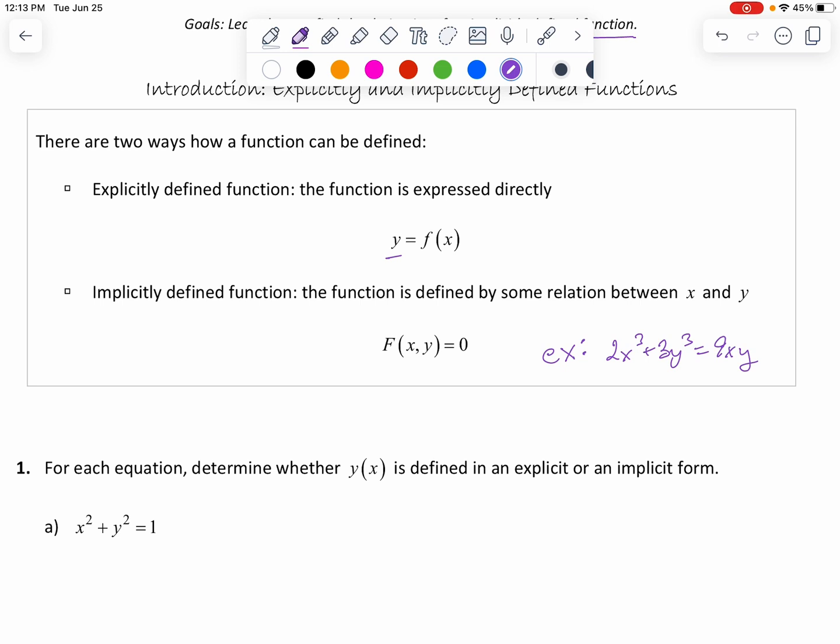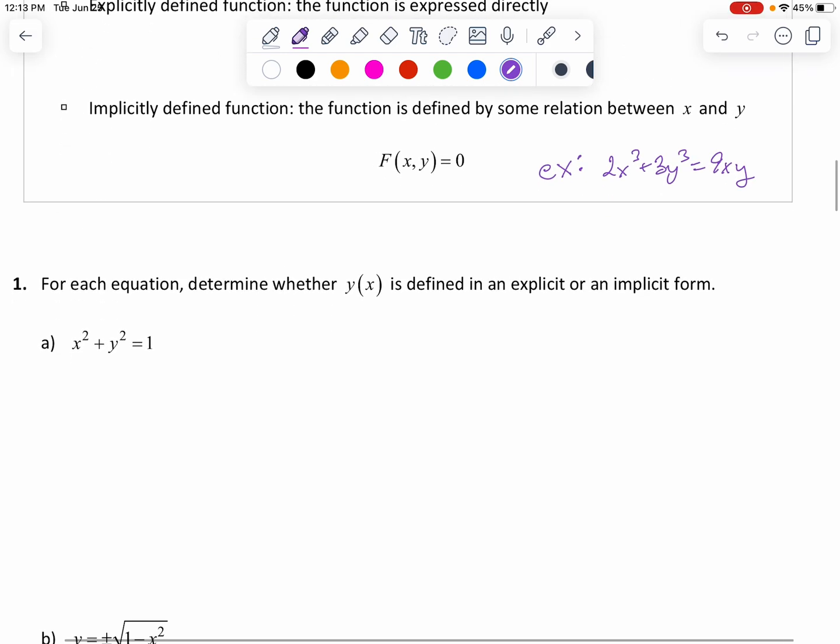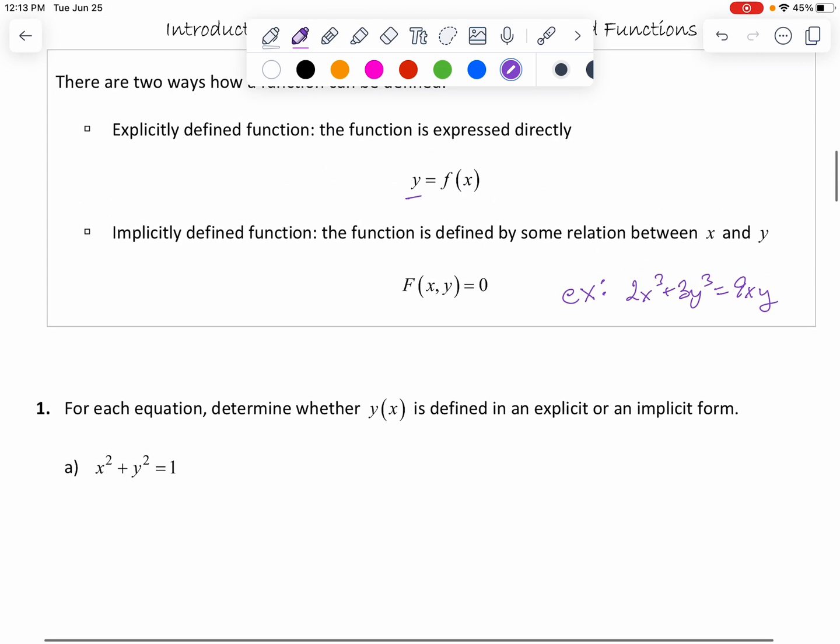So we keep it in the form that it's in and define it implicitly, which means the y is kind of embedded in there. I can't isolate y. Then I have an implicitly defined function, and I can still use these techniques to differentiate it. Another example is this graph. How is this function, number 1a, defined, implicitly or explicitly?